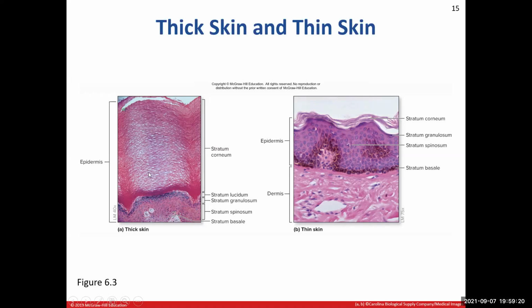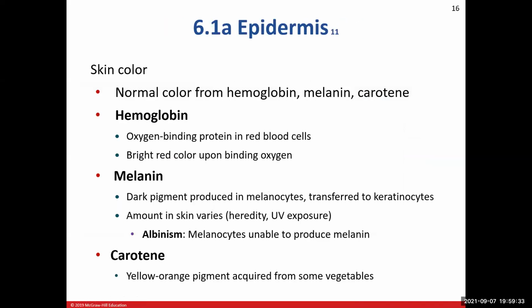But look at the difference here. Look at the stratum corneum on this side. Several cell layers thick. And then you have that small, thin stratum lucidum. You can barely see it over here. So that's the first variation, thick versus thin skin.